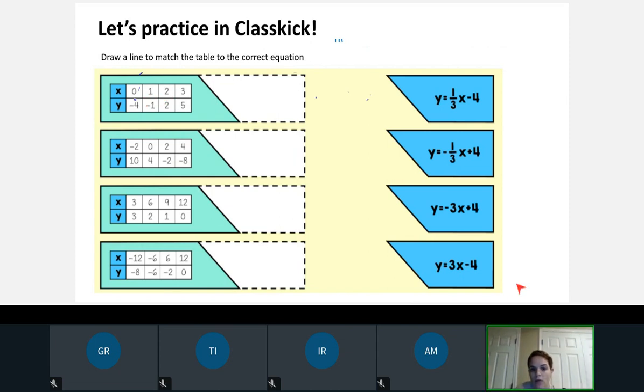Okay, I'm going to plug in 1 for x down here. So I would do y equals 3 times 1 minus 4. Okay, 3 times 1 is 3. So what do I get when I do 3 minus 4? Negative 1, exactly. Okay, so then I check. When x is 1, y was negative 1. That one works. So now I'm going to do the same thing with 2. I'm going to plug in 2 for x and see if I get 2 for y.